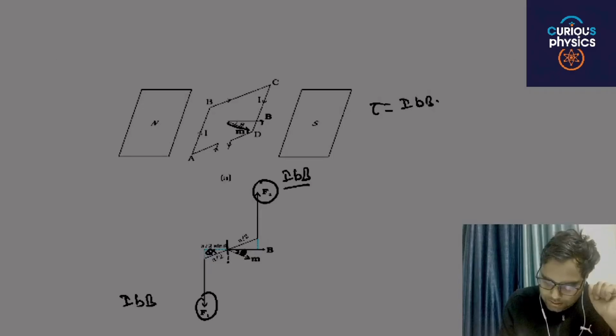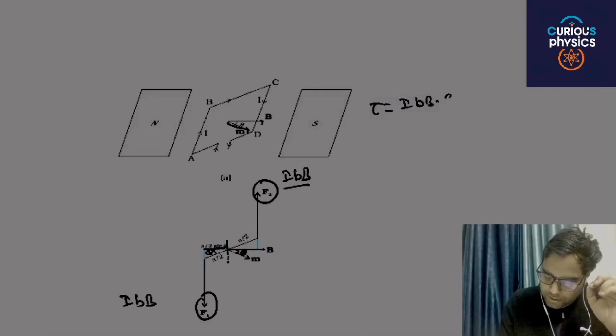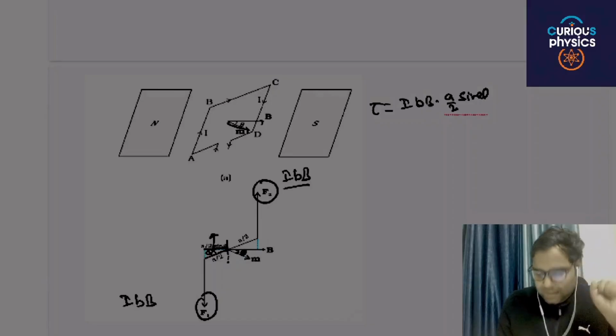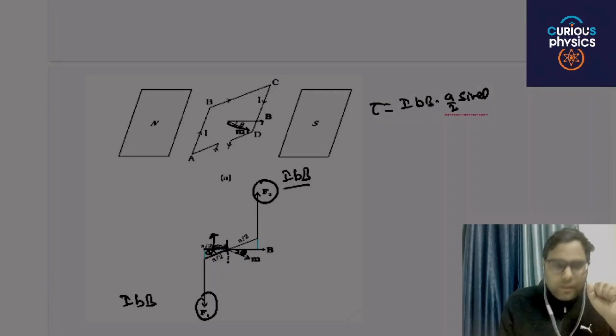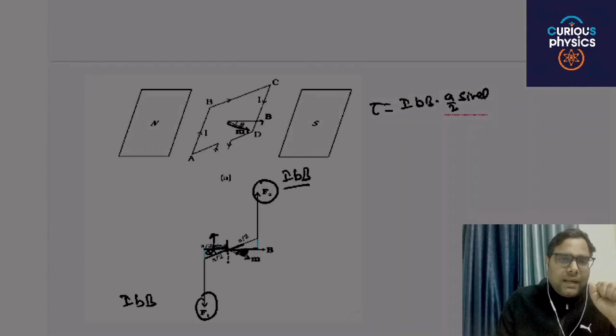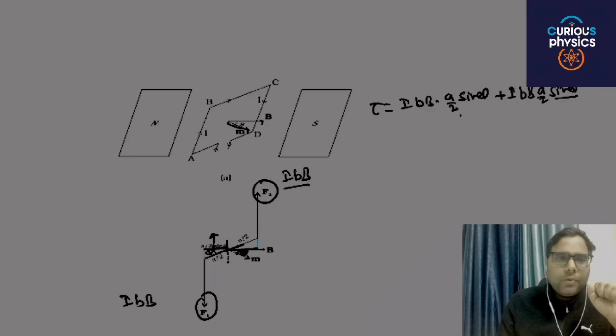Torque will be IBb into perpendicular distance, and that perpendicular distance will be a by 2 sine theta. If this is the resultant, then this component will be a by 2 sine theta. Are you able to understand my point or not? This angle is theta, then this component will be a by 2 sine theta. Then the total torque will be IBb a by 2 sine theta. Are you able to get my point or not?